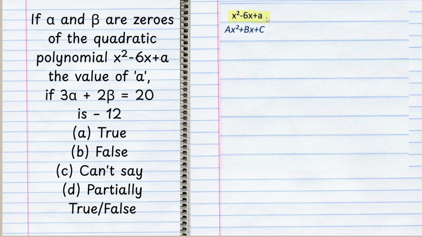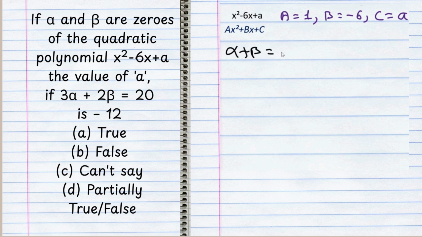Now first we are going to compare this given polynomial with the standard form. So on comparing, what do we get? We get a, b and c. And what is a, which is the coefficient of x squared, that is 1 in this case. B, which is the coefficient of x, which is minus 6, and c, that is the constant term, which is given as a.